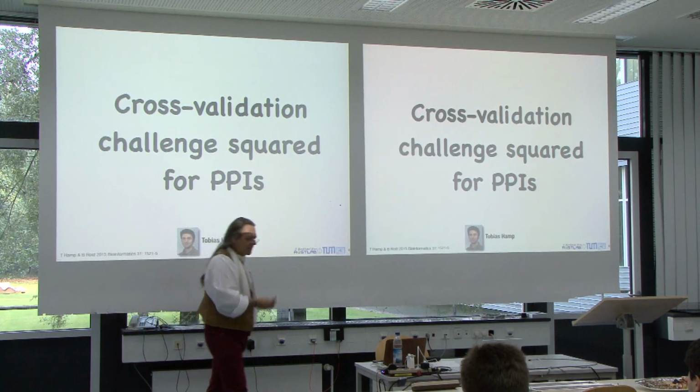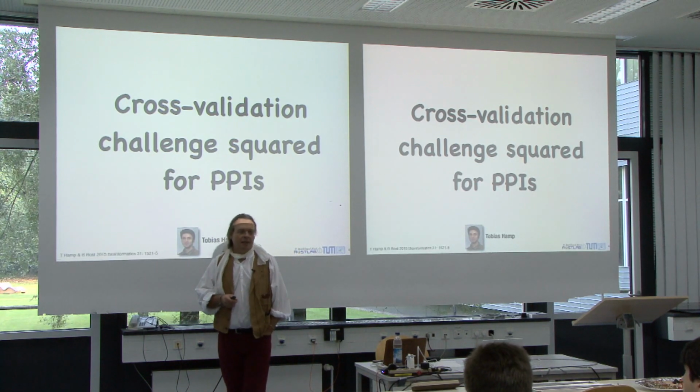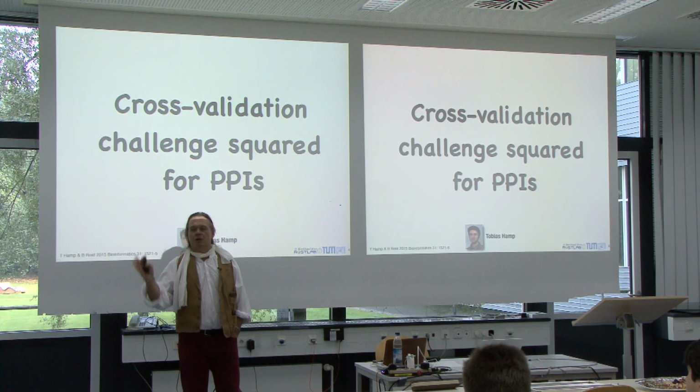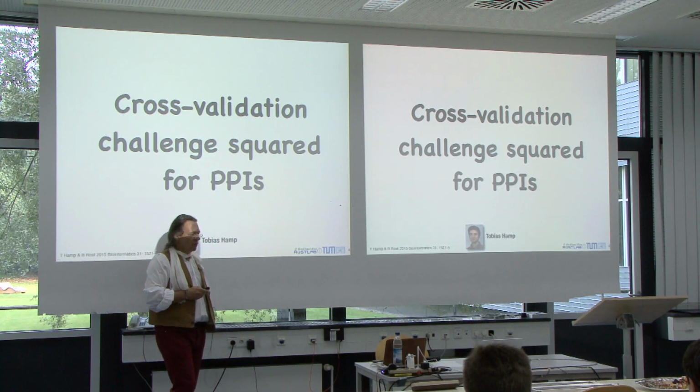So there's a lot of stuff underneath. Ultimately, what it means is that the cross-validation analysis is getting extremely complicated for protein interactions. In some sense, I call it the problem is squared.